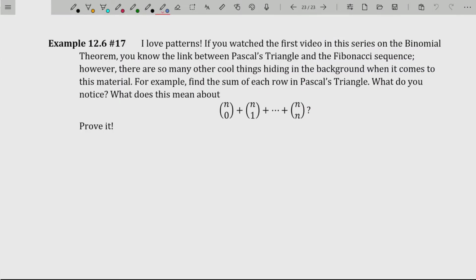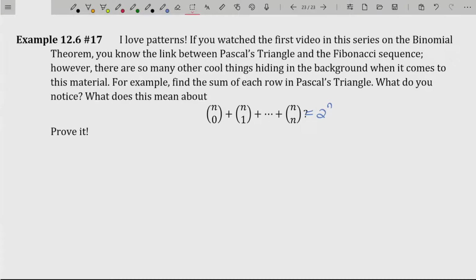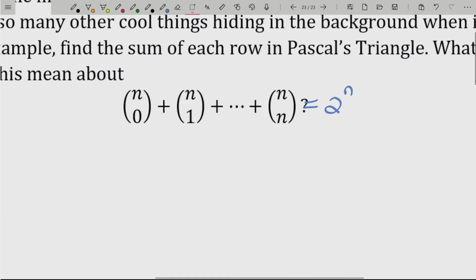Let's go ahead and prove it. So again, this is the nth row. This, we think, should sum to 2 to the nth power. And now we're asked to prove it. Now, to be honest with you, when I went to prove this the first time, I was trying to prove this using mathematical induction. And you can, it just takes a long time and a lot of justification.